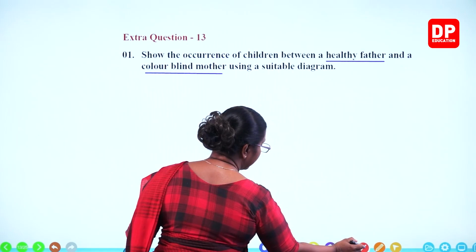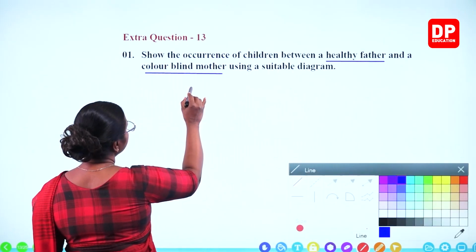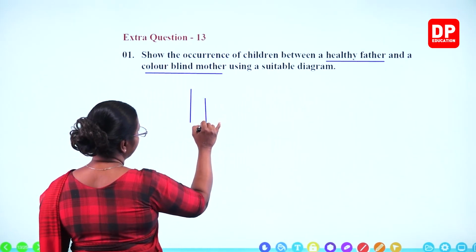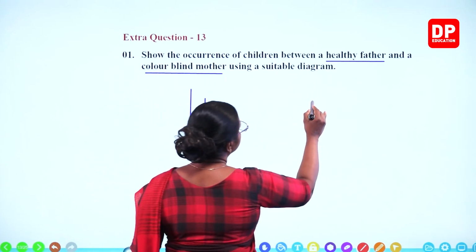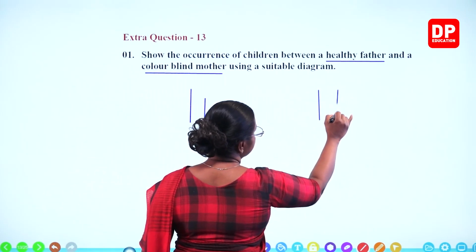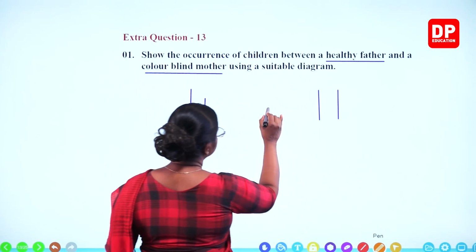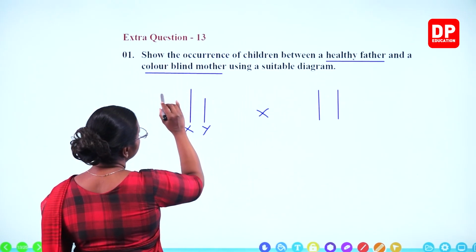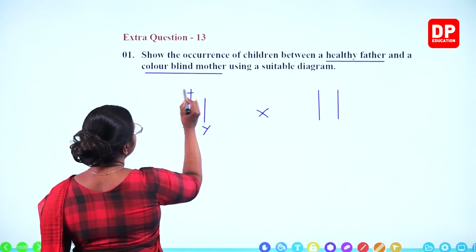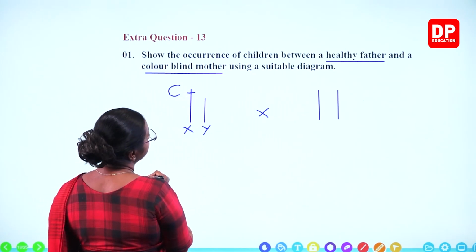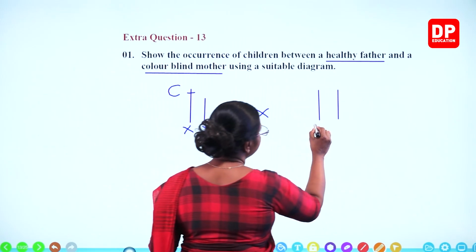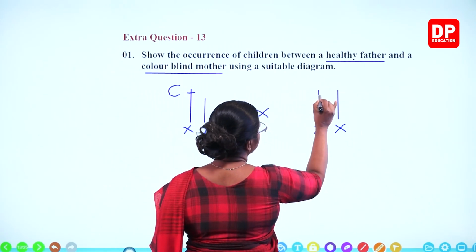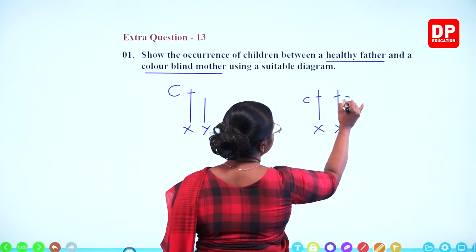So when we say healthy father, X and Y, mother, X and X. So X chromosome, Y chromosome. If he is healthy, that is capital C. And colorblind mother, XX, simple C, simple C.